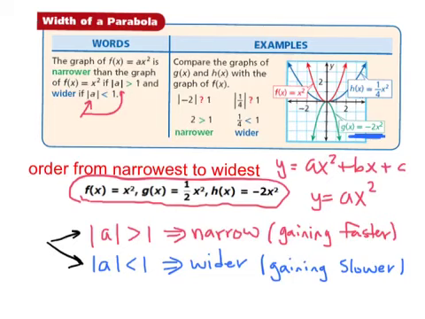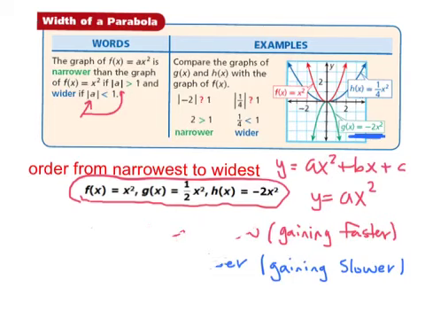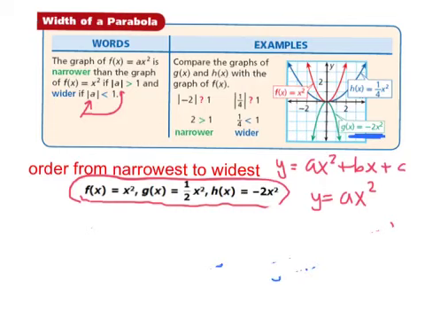So our narrowest function here is going to be what? Well, it's going to be the a value that is the greatest, or the absolute value of a that's the greatest. So the narrowest has the highest a value, and so that's this one. So h of x equals negative 2x squared, because the absolute value of a here is equal to 2. The absolute value of a here is 1/2, and then the absolute value of a here is that implied 1, because whenever we have something like that, it's an implied 1.